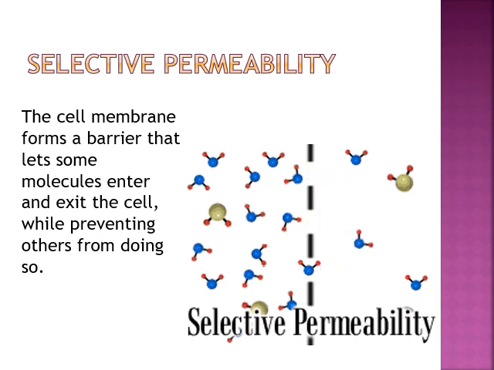Selective permeability is a critical role played by the plasma membrane. It allows certain things into the cell, but not others.